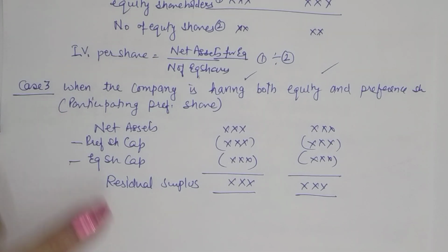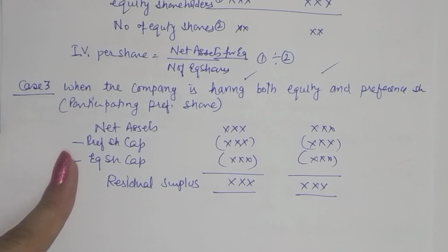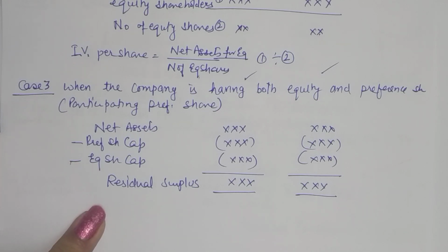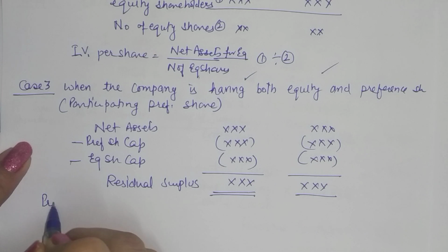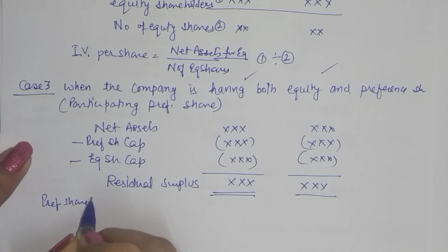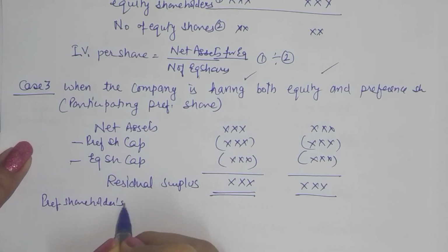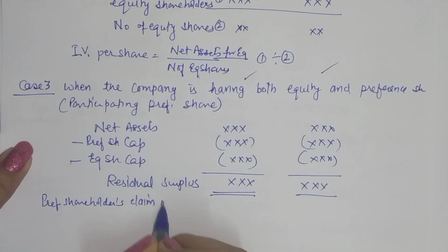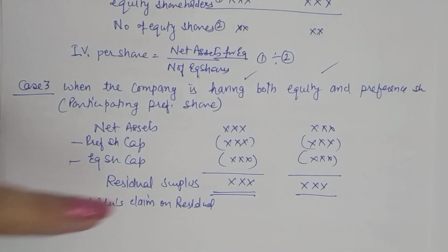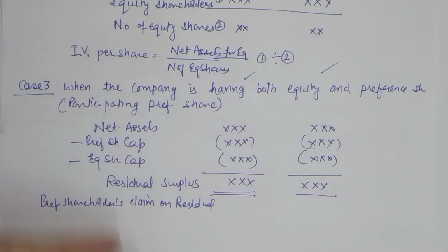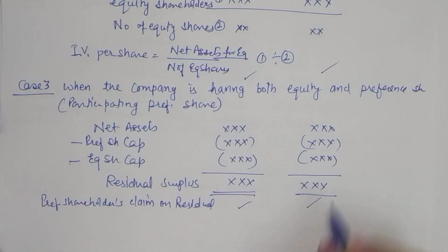This is the third case. It means this whole residual doesn't belong to equity only. Preference shareholders also have a right over this. So what we shall be calculating is preference shareholders claim on residual. So we'll be provided with the nature of participation. They might be having a right to participate in say 20% of this residual or 1/5 of or 1/10 of this residual. So this we will be calculating as per the terms.